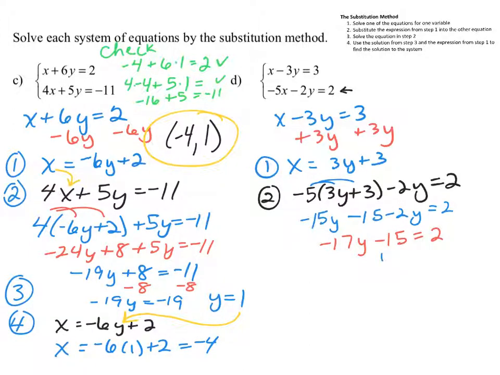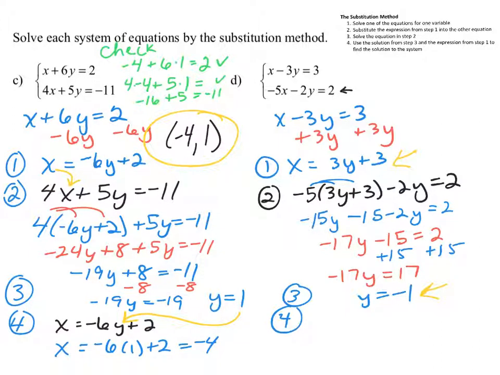Then we can add 15 to both sides and get negative 17y is equal to 17. And then by dividing both sides by negative 17, we can show that y is equal to negative 1. So that is our step number 3. Now step number 4 is to take our answer from step number 3 and the expression from step number 1 to find the other variable.